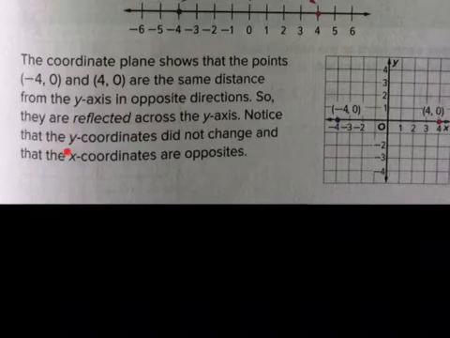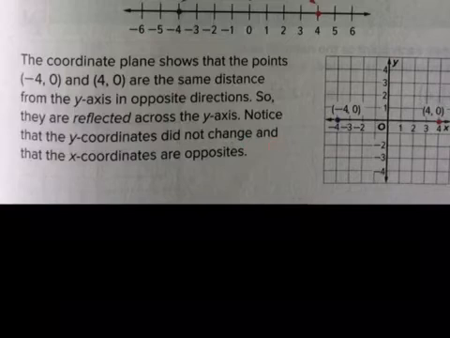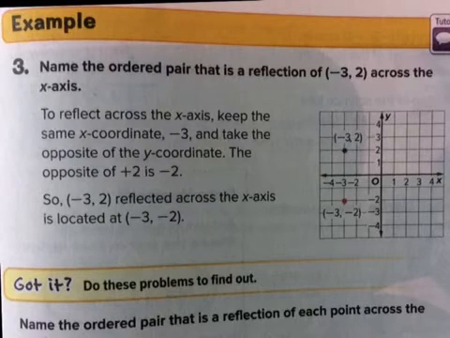Notice that the y-coordinate did not change and that the x-coordinates are opposites. So here's an example. Name the ordered pair that is a reflection of (-3, 2) across the x-axis. So we have (-3, 2), and we have to go across the x-axis. You have to pretend that the x-axis is the mirror. You're looking here and it's going to reflect on the other side the exact same way.